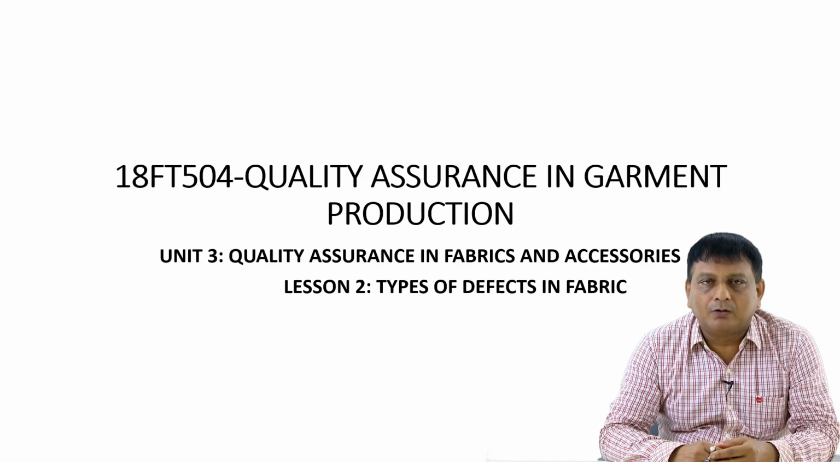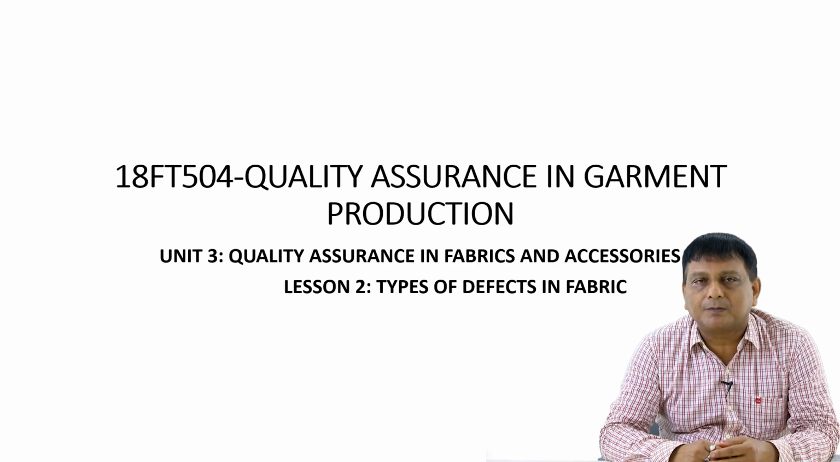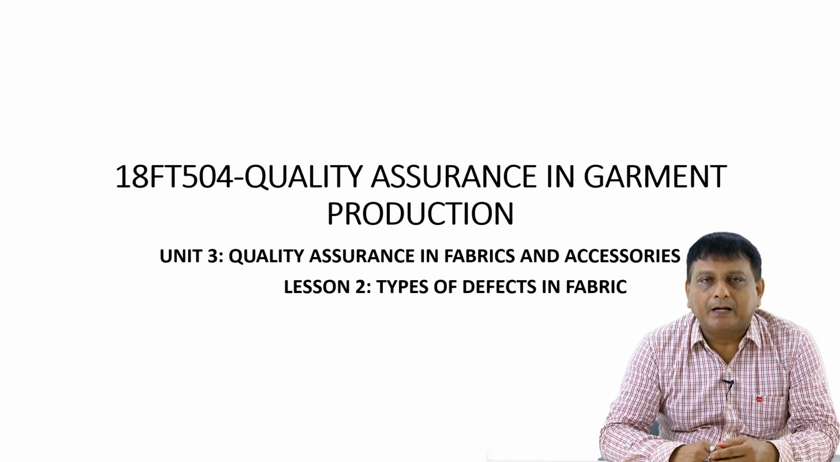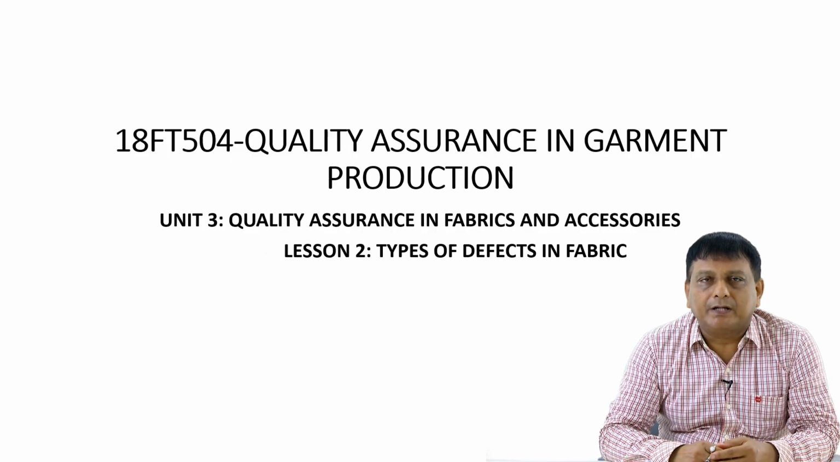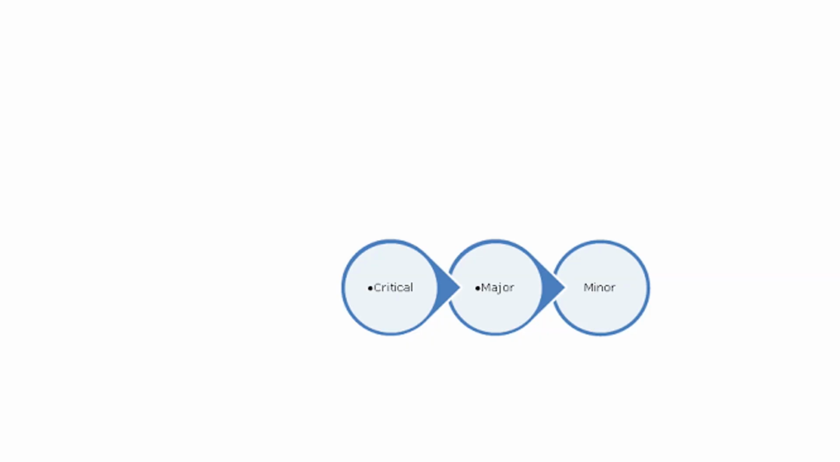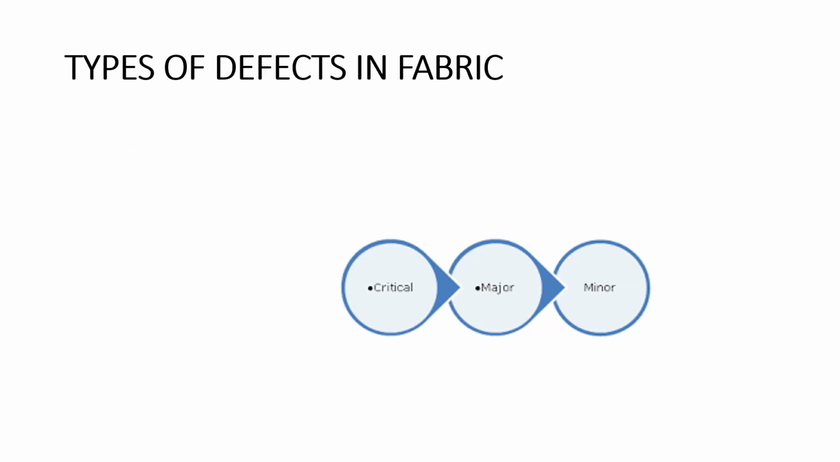Let us see, students, what we mean by defects in the fabric, what the different types of defects are that come in the fabric, and what the different causes and remedial measures are that can be taken when such defects occur in the fabric or the garment. Now students, there are certain attributes of defects on the screen now. It talks about different types of defects in the fabric.